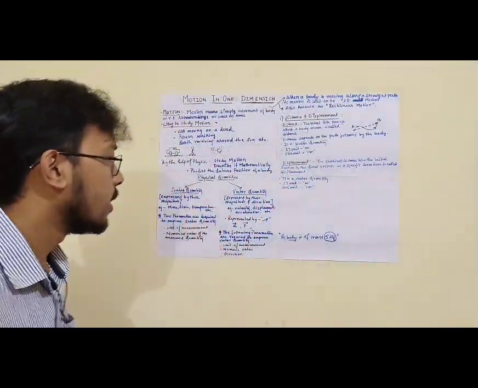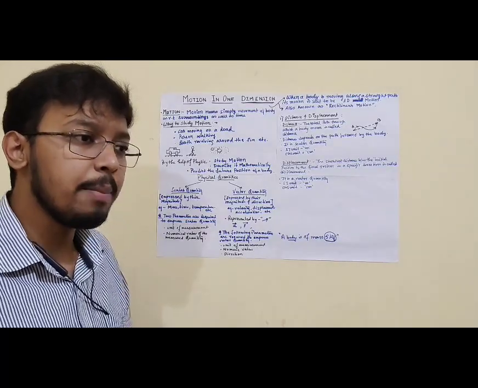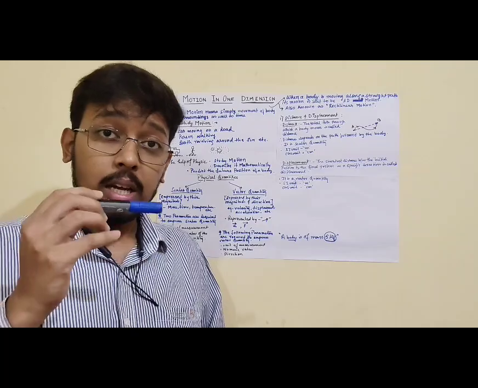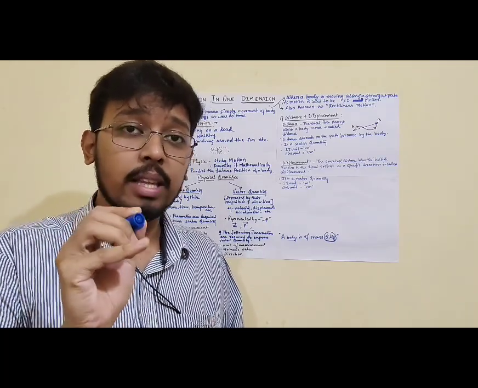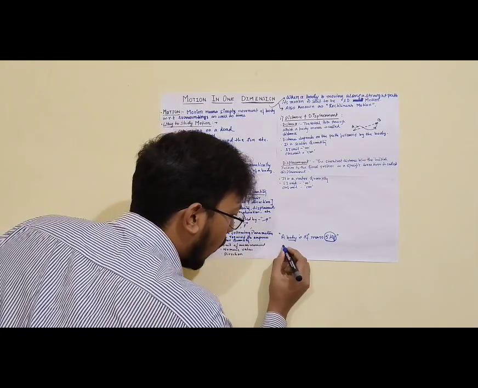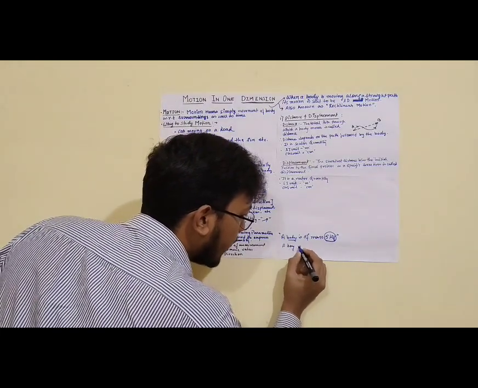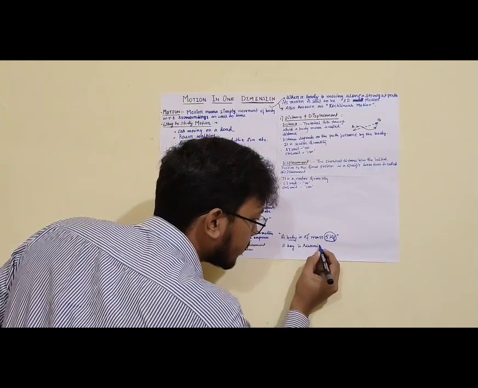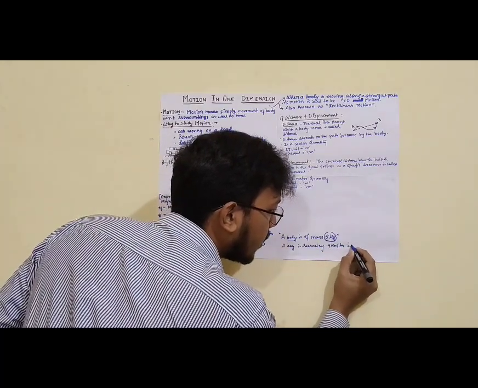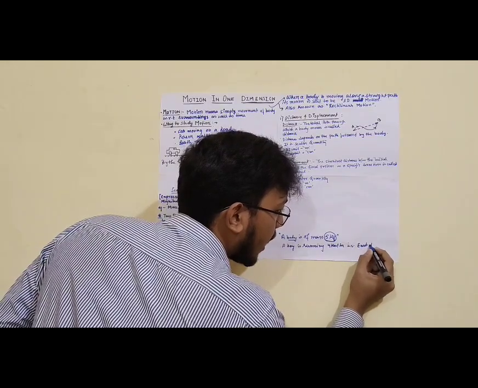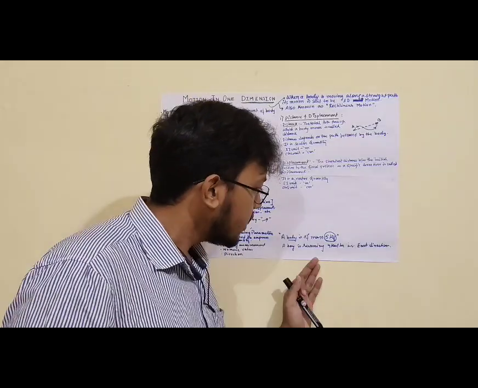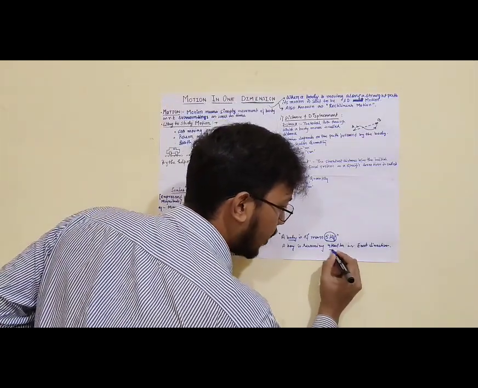Now, what is a vector quantity? Those quantities which can be expressed by their magnitude as well as direction. Mark the word, direction is the main thing to describe a vector. For example, if I say that a boy is running 4 km per hour in east direction. That means the boy is running 4 km per hour. This is the speed of that boy.